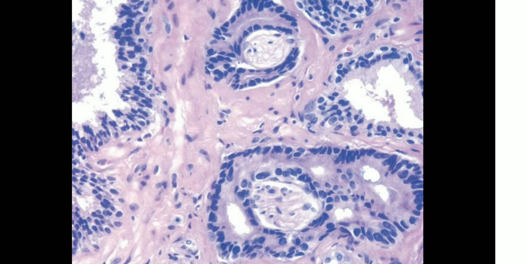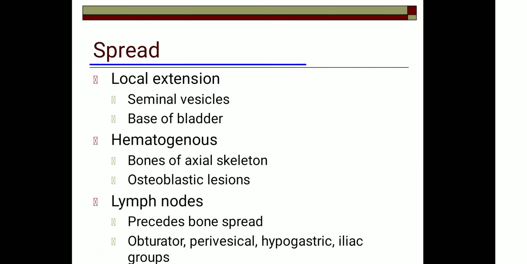Another thing is that prostatic carcinoma is one of the carcinomas which shows a typical pattern of invasion, known as perineural invasion, that involves the nerves. Now how does it spread? It spreads by local extension and hematogenous spread, and hematogenous is very important because it can reach the bones of the axial skeleton, usually the vertebra. In the vertebra it causes osteoblastic lesions.